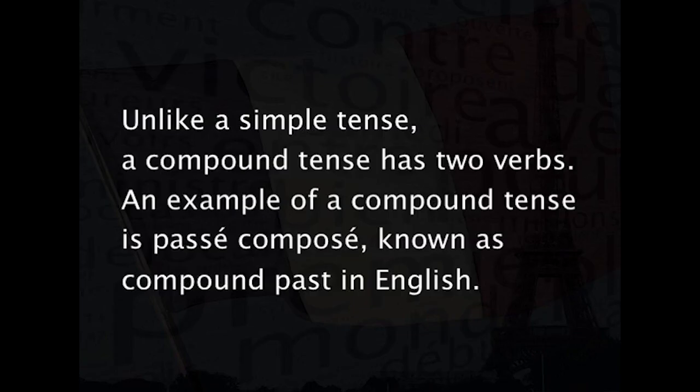Next, let us examine what a compound tense is. Unlike a simple tense, a compound tense has 2 verbs. An example of a compound tense is passé composé, known as compound past in English. Let me explain the concept of a compound tense by conjugating a verb in the compound past tense. Let us again consider the verb parler and conjugate it in the passé composé or compound past tense.